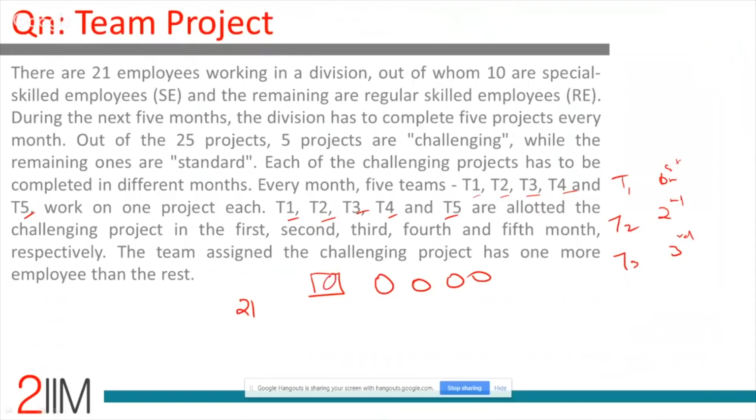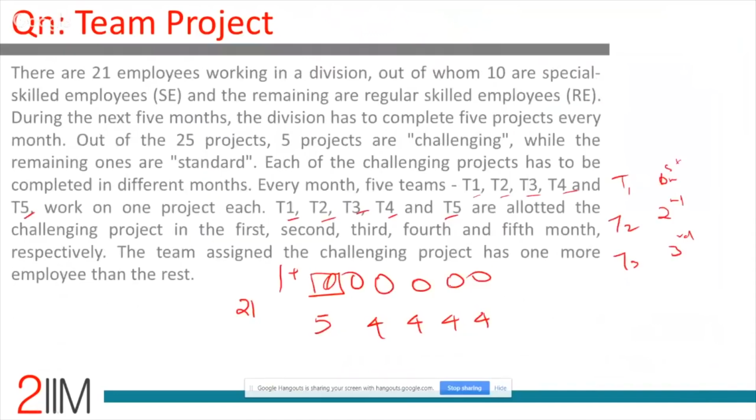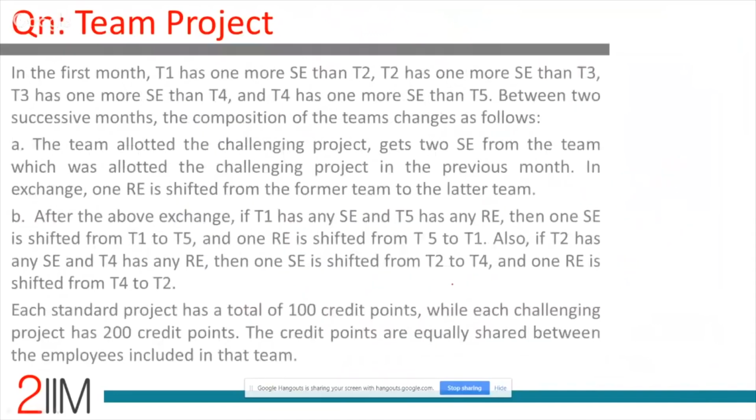Or this is circle plus 1. So, 5 times circle is 20. Or the challenging team has 5. The others have 4 resources each. And so in the resource allocation of 21 employees, the team that does the challenging project has 5 people. The others have 4 each. First inference, quite simple. Next one. The first month, T1 has one more special skilled employee than T2. T2 has one more SE than T3. T3 has one more SE than T4. T4 has one more SE than T5.